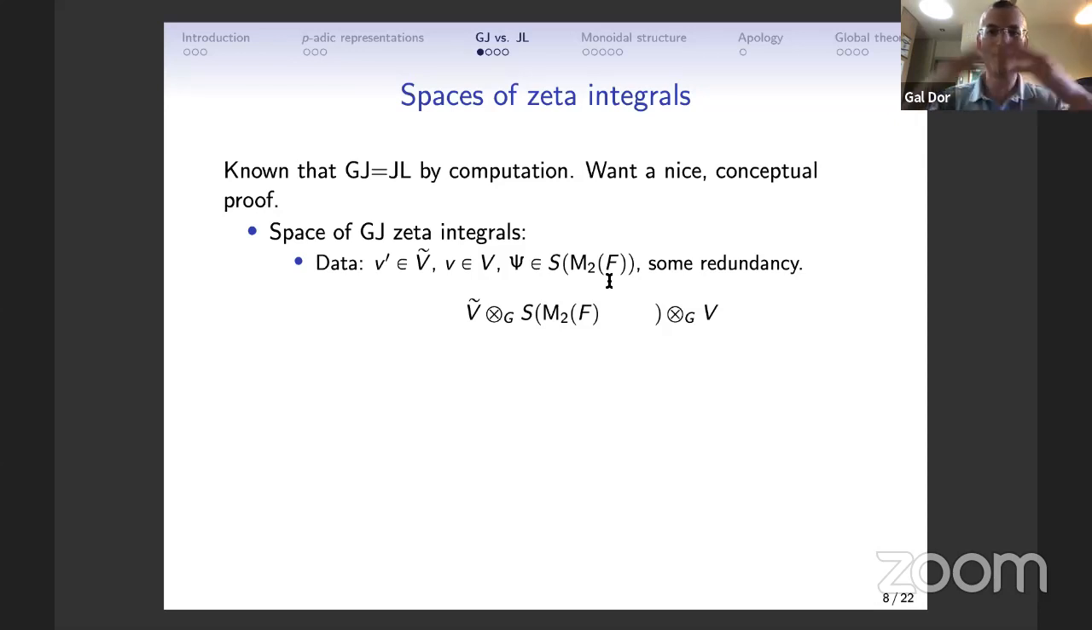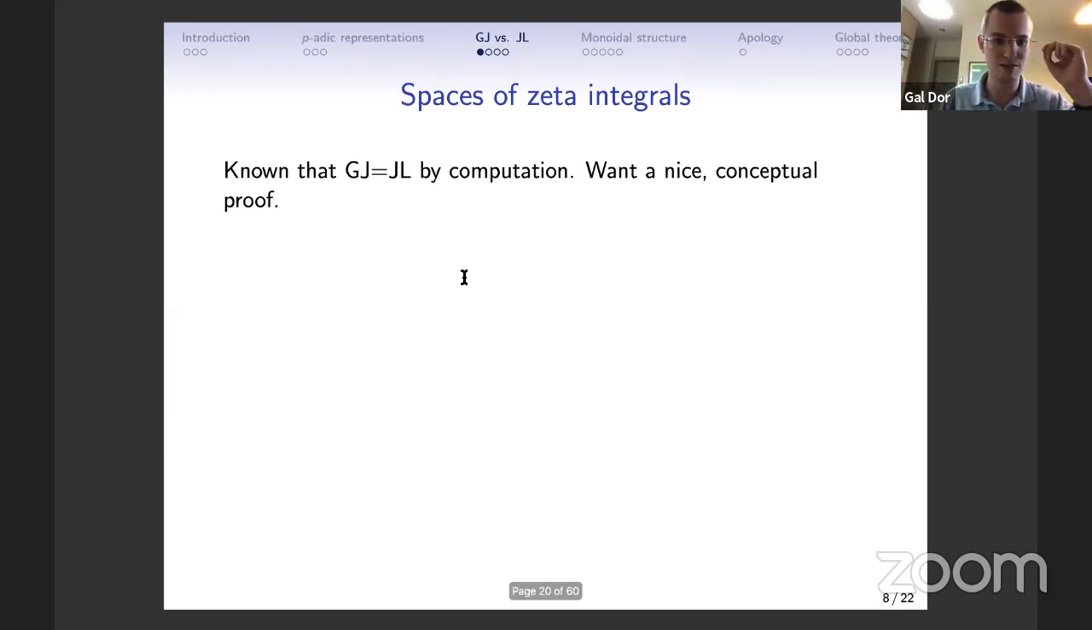Okay, so let me try and explain what I mean by the data that gives a Godement-Jacquet zeta integral. As I said, for a Godement-Jacquet zeta integral, it's given by some matrix coefficient in the test function, but there's some redundancy in this data. So first of all, the matrix coefficient is, for the moment, let's think of it as a vector in the space and the dual vector and the vector in the contragredient space.